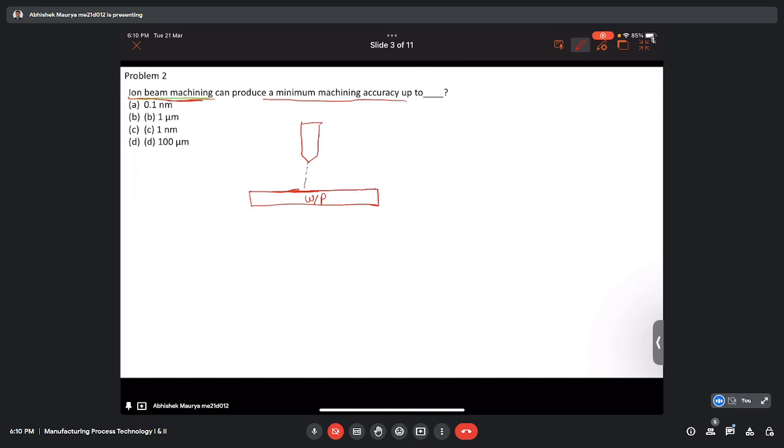So what does this ion beam column produce? It produces ions at high velocity, and if it is at high velocity, then it must have high energy as well as high momentum. So what does it do? I will try to exaggerate this portion.